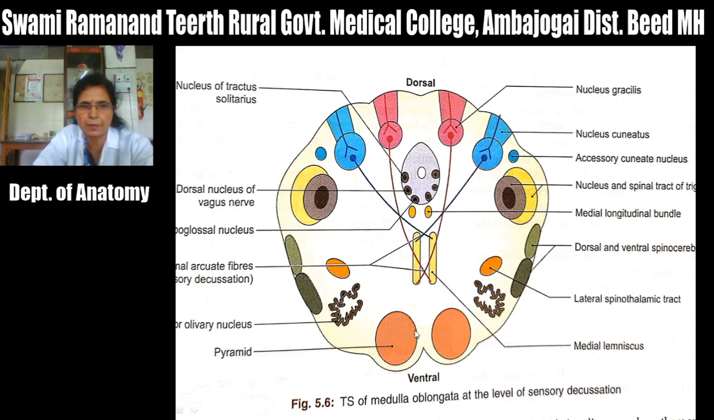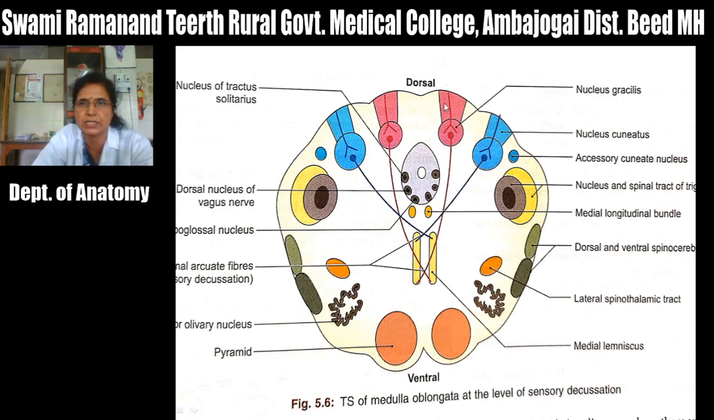Anteriorly there are the pyramids, which are the corticospinal fibers. Then posterior to the pyramids there is the medial lemniscus and the great sensory decussation. Then posterior to this there is the medial longitudinal fasciculus. Posterior to that is the central grey matter with nuclei and central canal, and posterior to that are the nucleus gracilis and nucleus cuneatus.